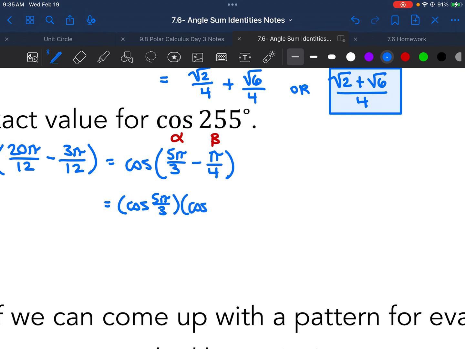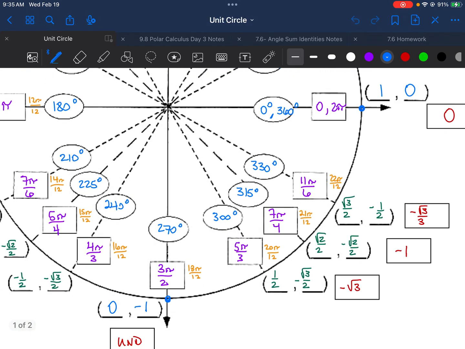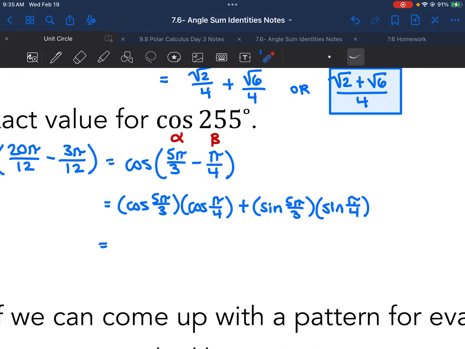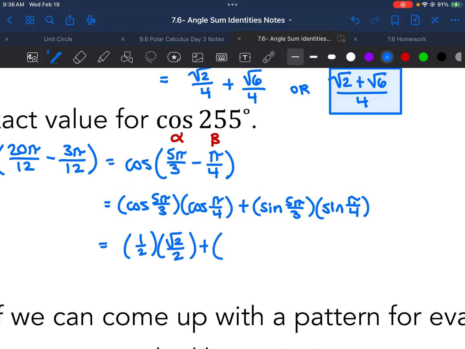times cosine of pi over 4. We're using a minus sign here. This is a difference formula, so we have plus sine of 5 pi over 3 times sine of pi over 4. All right. The cosine of 5 pi over 3, that's going to be 1/2. Cosine of pi over 4, square root 2 over 2. Plus sine of 5 pi over 3, that's going to be negative square root 3 over 2. Sine of pi over 4, square root 2 over 2.